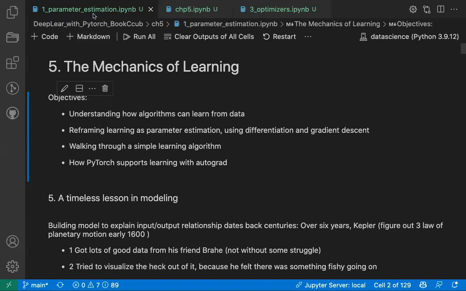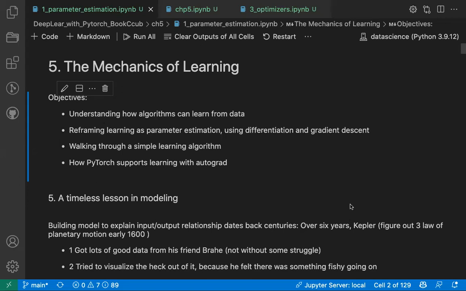This chapter is going to have three different sections. The first one is parameter estimation, which we will go through manually and it is boring. The next one is optimizers and autograd. Autograd is something in PyTorch that allows you to automate this process of learning, and we'll see what is called an optimizer. We have three notebooks in the chapter, but the first one, as I said, we will use to show how learning works manually, and it is boring.